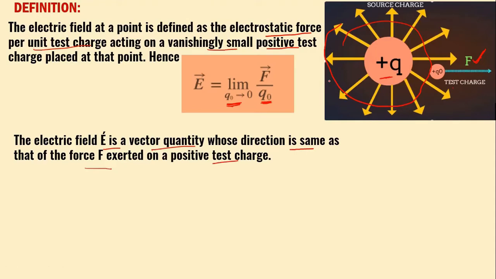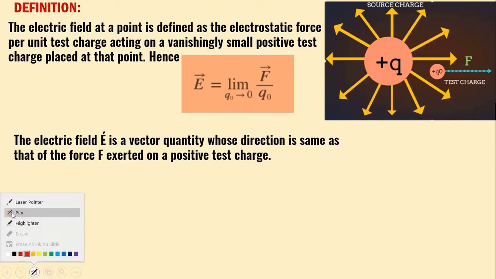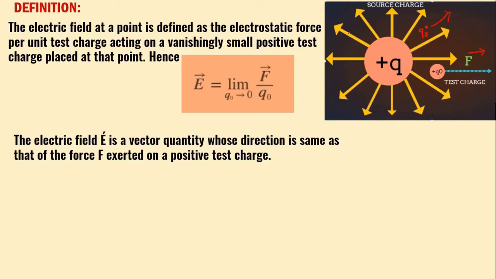If a test charge is placed at this point, it will experience a force in this direction. If we place the test charge at this point, it will experience a force in this direction. Or if we place a test charge in this direction, it will experience a force. So, depending on the position of the test charge, the direction of force keeps on changing, and hence the direction of the electric field keeps on changing. That is why we call it a vector quantity. That means its direction is the same as that of the force experienced by the test charge.